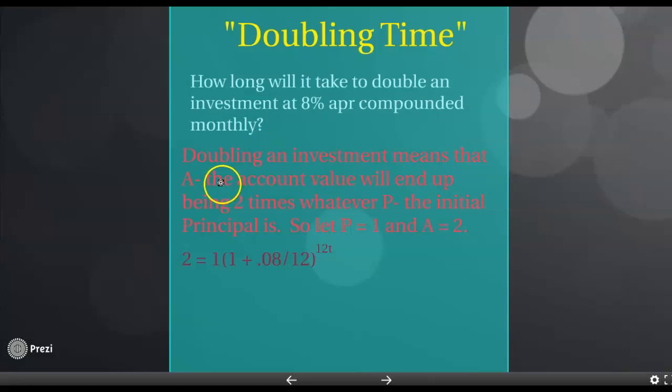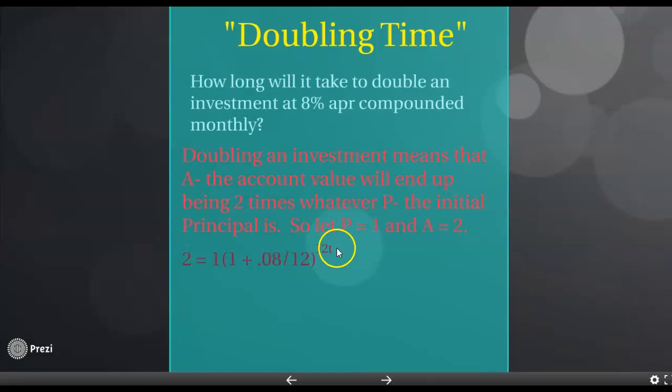It doesn't tell you what you're starting with or what you're ending with. All you know is you're doubling an investment. But that means that the account value will end up to be 2 times whatever P is. So you can make up numbers if you want for P and A, as long as whatever P is, A is double that. That's how you double an investment, is your principal is doubled. So I just used quite simply 1 for the principal and 2 for what the amount would be after time. And then you can solve that for T.